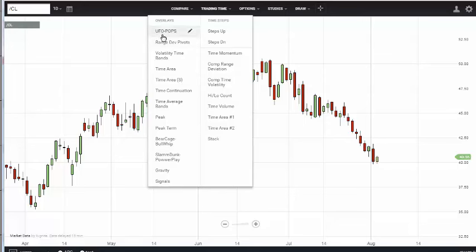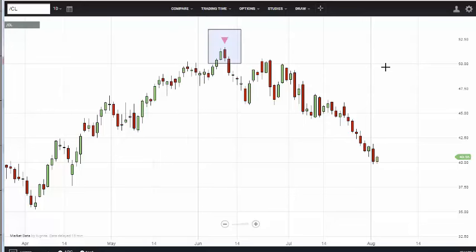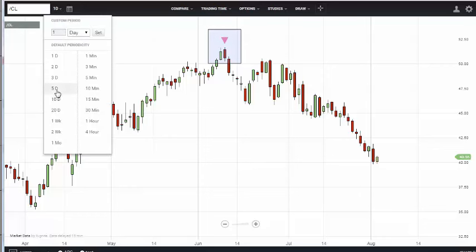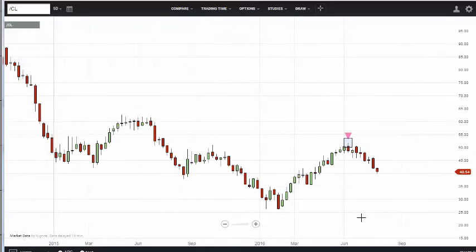This is the UFO pop study, and when it's true it produces that little pink triangle, and this is on a daily chart. We can also look for multiple time frame confirmations. So if I change this to a 1 week chart, there was a signal there as well. So the daily chart was telling us that crude was going lower, and the weekly chart.